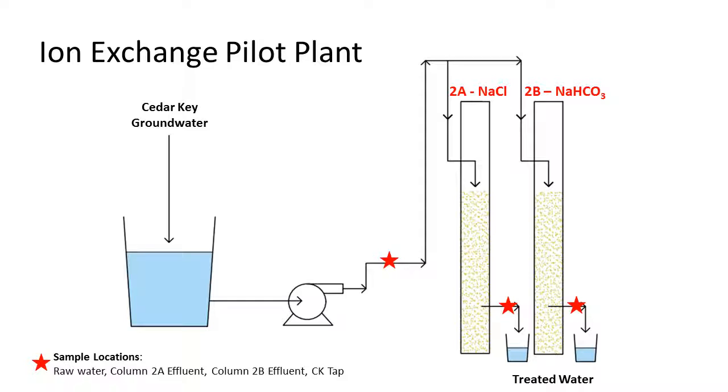So this is just a simple schematic of the pilot that you saw. We have the feed water, and then we go through two columns that we're operating in parallel. One column is the sodium chloride column, one is the sodium bicarbonate column, so that we always have a control for assessing performance. So even if we get, say, iron fouling and we're not getting the regeneration efficiency that we should, we can still make a head-to-head comparison between those two regeneration chemicals.